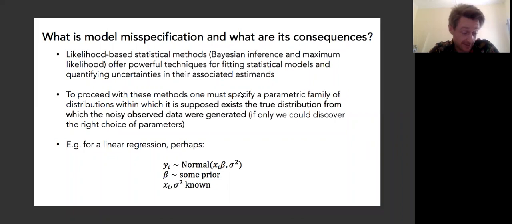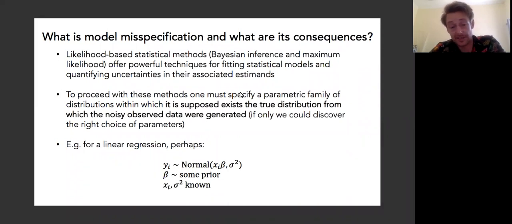within astronomical science and lots of other applied statistical studies in the literature. And they offer very powerful techniques for fitting models and for quantifying their uncertainties in a rigorous way. So to proceed with these methods, the foundational assumption that you have to have is that you need to choose a parametric family of probability distributions from which it's supposed that the observed data were generated if only you could discover the right choice of parameters. So a typical example might be for a linear regression that we imagine the observed data, the y's, each one is normally distributed about a mean, which has some covariate x multiplied by a slope, and it has a fixed, perhaps known standard deviation.